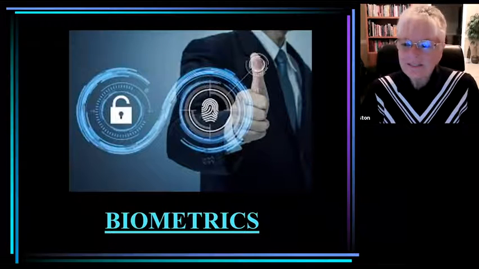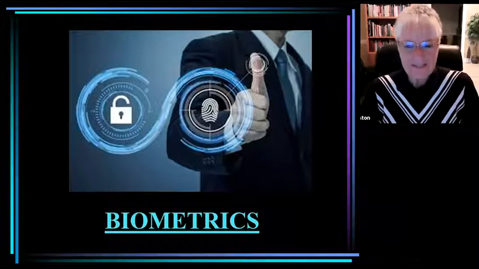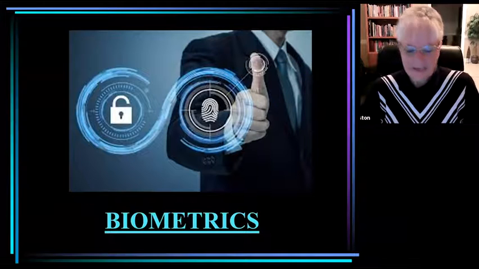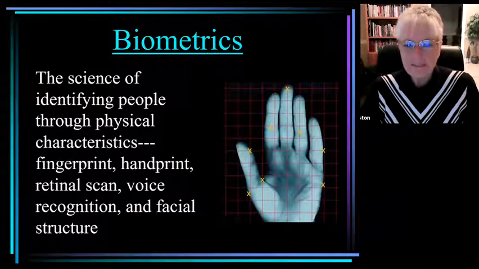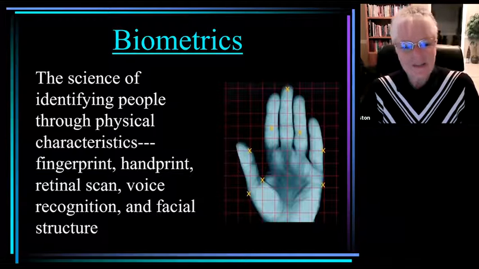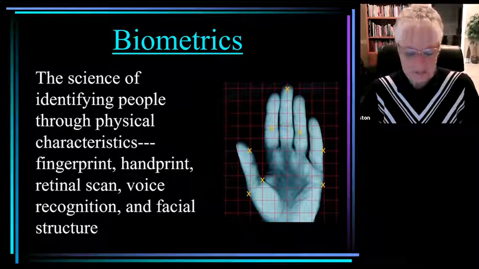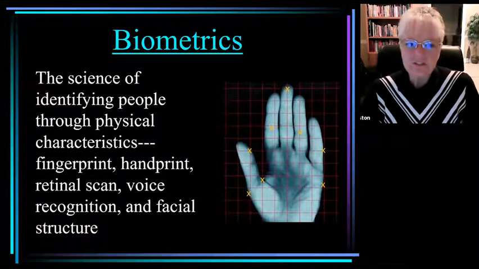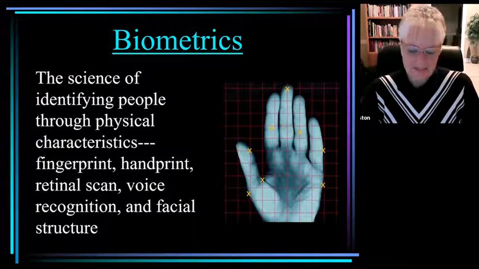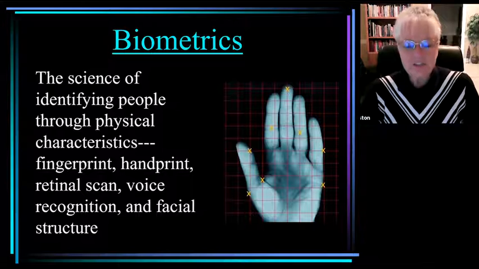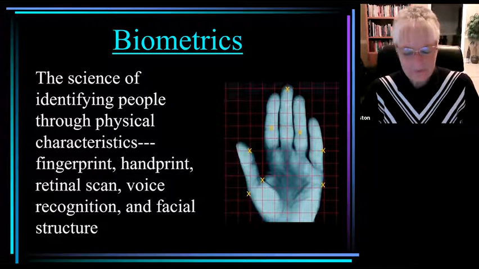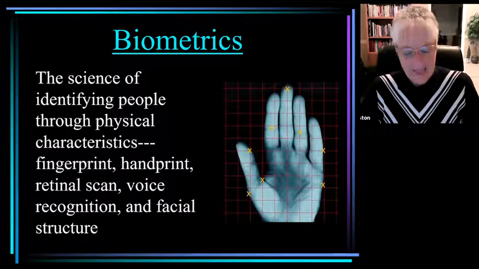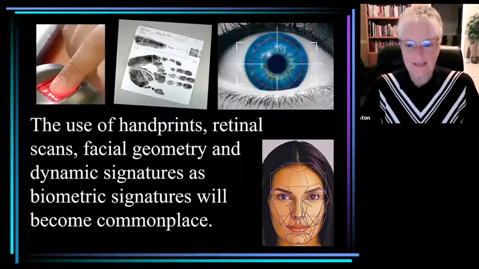Biometrics is a fourth area of technology that I see changing significantly in the coming decade. Biometrics is the science of identifying people through their physical characteristics: fingerprint, handprint, retinal scan. Right now, the healthcare industry is the single largest user of fingerprint scanning technology for identification purposes. But we are beginning to see facial geometry make inroads into healthcare, as are palm prints and retinal scans.